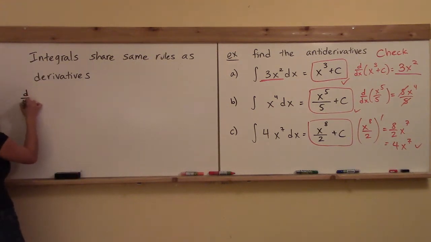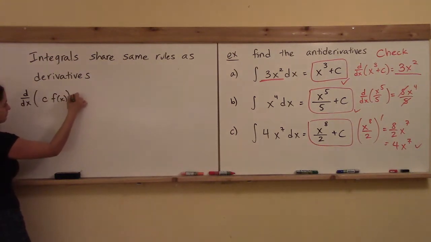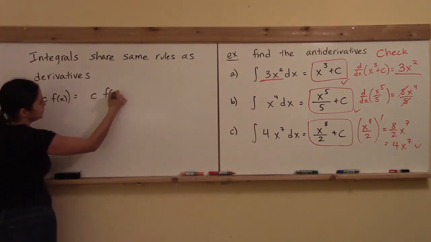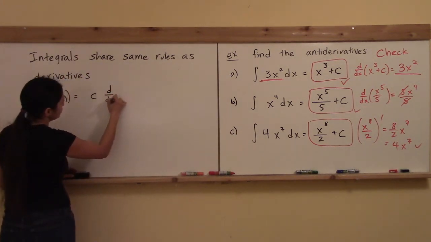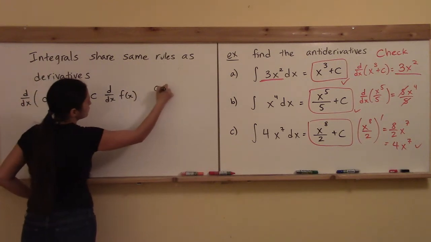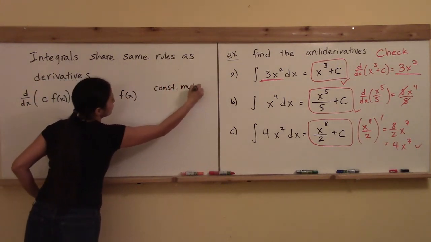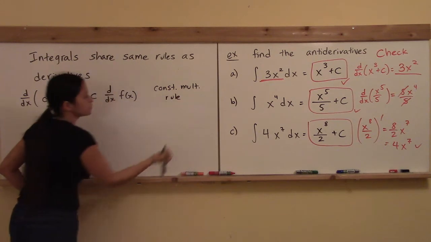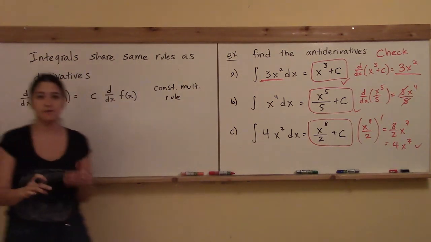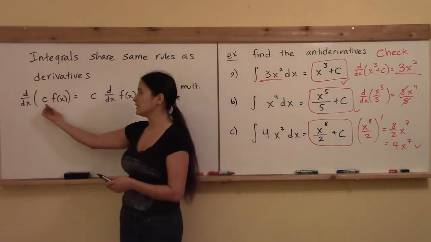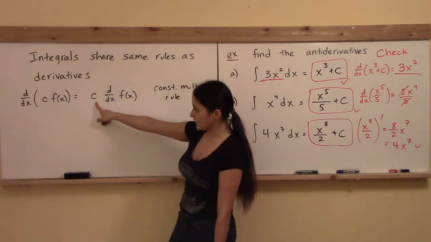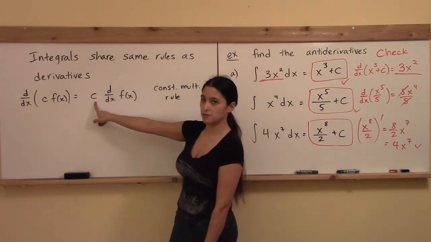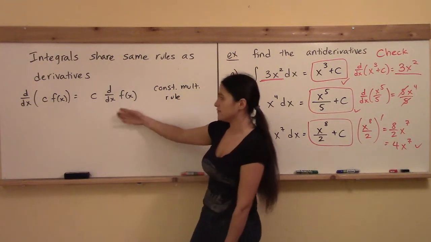Alright, they share the same rules as derivatives, which is to say one of the rules that we had for derivatives was if we had a little constant multiplied by a function, that was equal to taking the constant outside and then taking the derivative of the function. This was called the constant multiple rule for derivatives. Once again, if you take the derivative of a constant multiple times a function, that's the same thing as taking the constant multiple outside of the derivative and then just taking the derivative of the function.